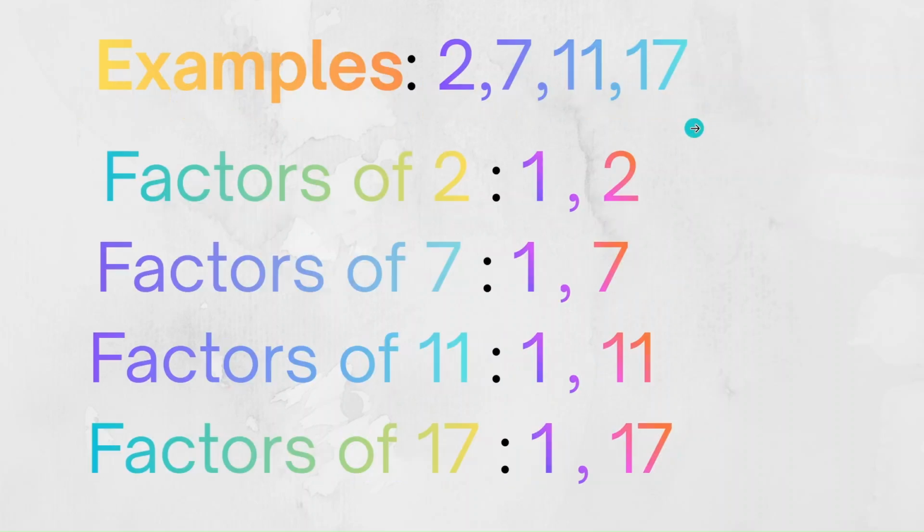So examples of prime numbers are 2, 7, 11, 17. If you find the factors of 2, they are 1 and 2. And if you find the factors of 7, they are 1 and 7. There are no other factors for 2, none for 7, none for 11, and none for 17 other than 1 and 17 itself. So it must contain exactly two factors.